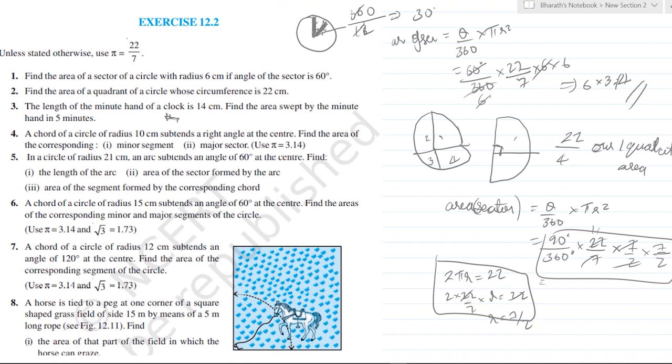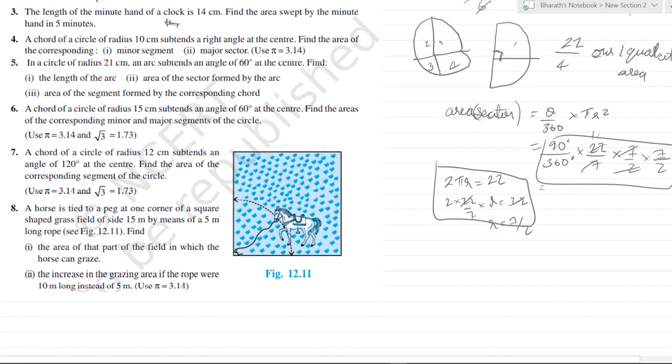A chord of a circle. Same thing. You should just find the minor segment and measure the sector angle. In a circle of radius 21 centimeter, the arc subtends the angle 60 degree at the center, and find the arc. Same thing. Keep on doing this on your own. If you have any doubts, do ask me or DM me on Insta. A chord of a circle of radius 15 centimeters subtends an angle of 60 degrees at the center. Find the area of the corresponding minor and major segment. Major and minor segment meaning first you find the minor, then subtract from the area of the circle.